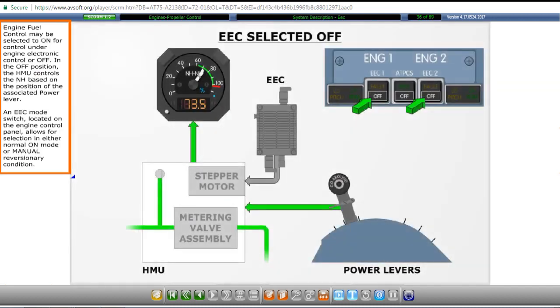Engine fuel control may be selected to on for control under engine electronic control, or off. In the off position, the HMU controls the NH based on the position of the associated power lever. An EEC mode switch, located on the engine control panel, allows for selection in either normal, on mode, or manual reversionary condition.